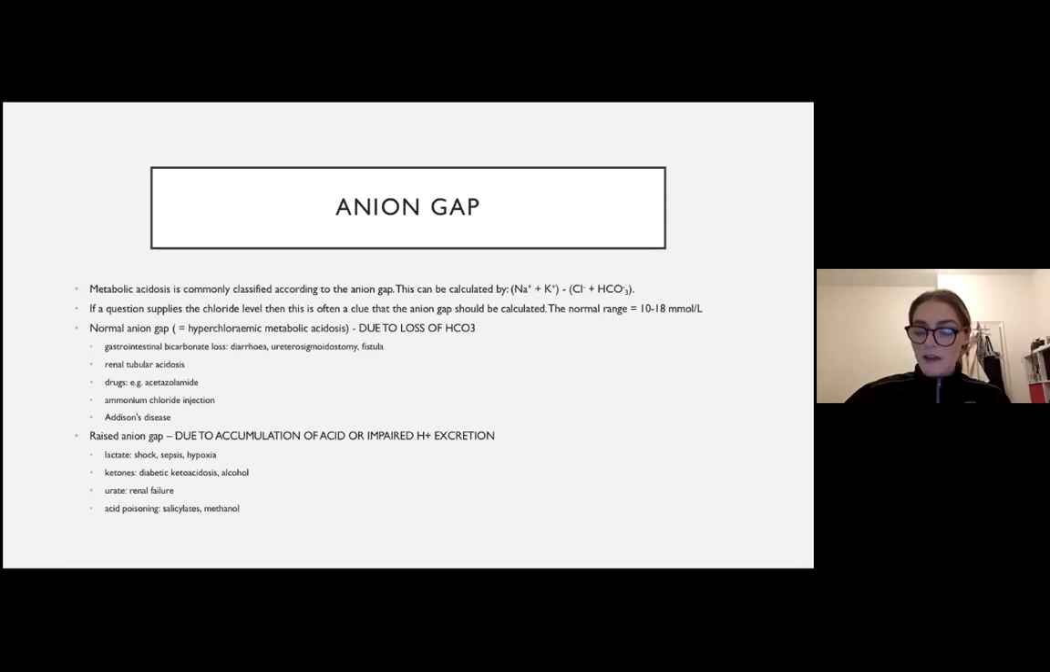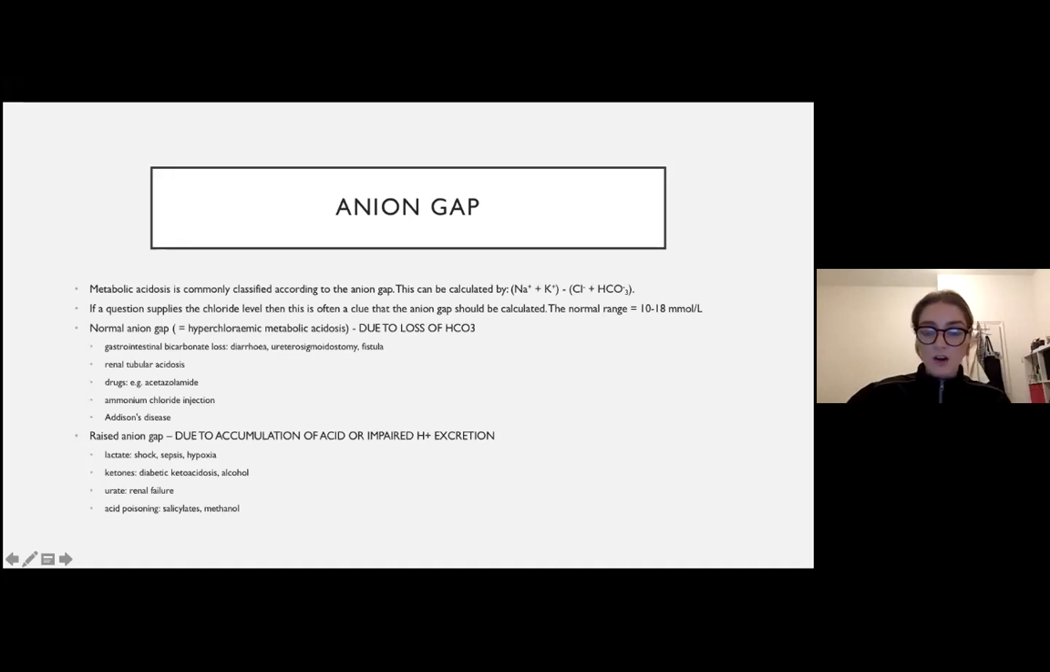Then look at the other number. If you identify that it's a metabolic issue and you look at the CO2 and that's also abnormal in the opposite direction, that's compensation occurring. So once you've identified which one is causing the issue, by seeing which one corresponds with the pH, you need to look at the other one to clarify whether it's abnormal and if it's compensating. So yeah, that's just something to be aware of.